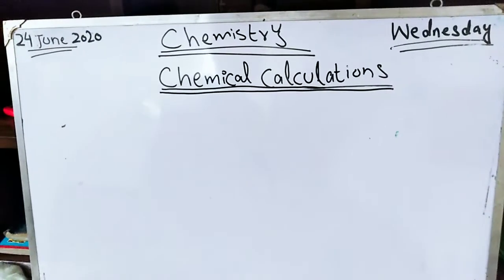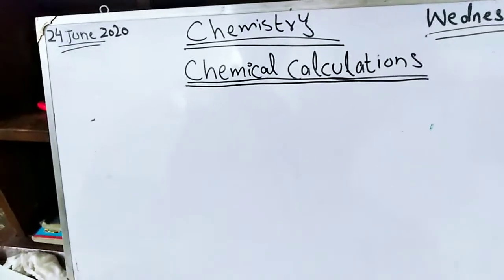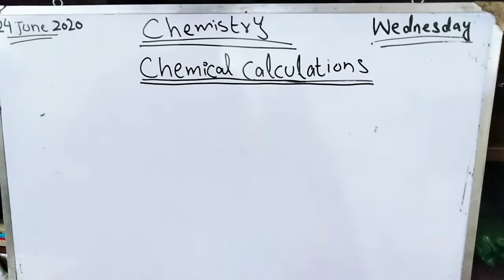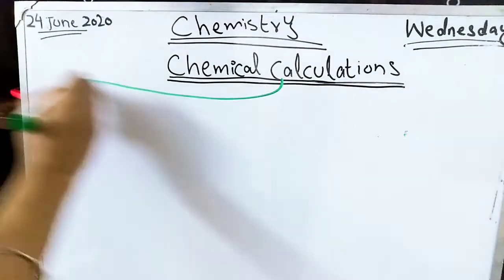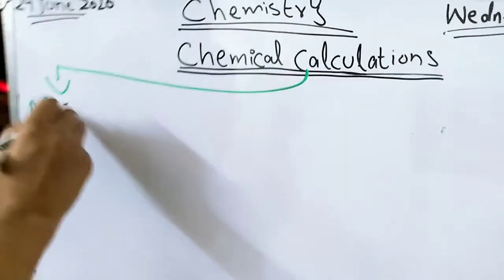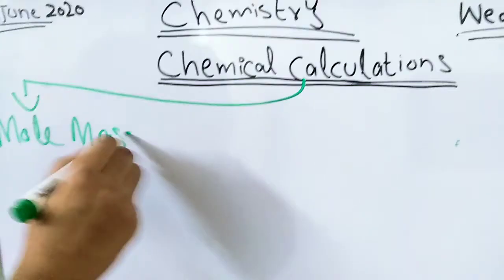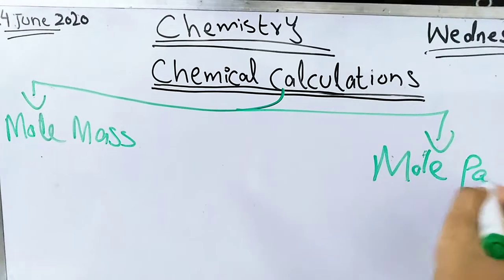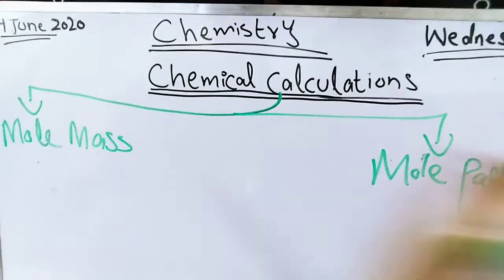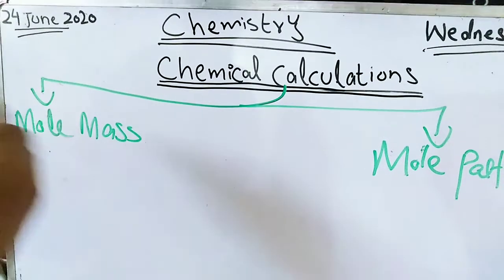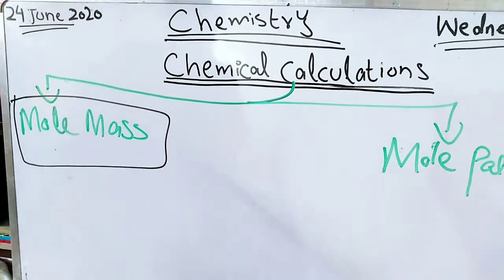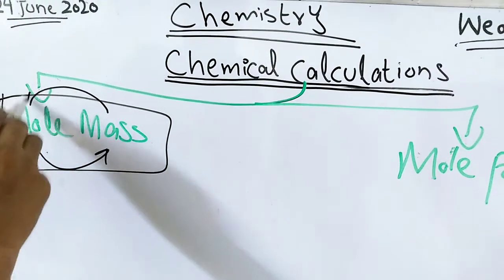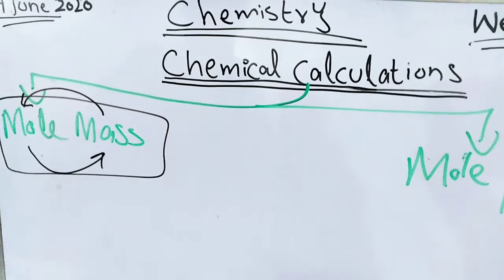Today we are going to discuss chemical calculations. In chemical calculations, we will discuss mole mass calculation, mass mole calculation, and mole particle calculation. Today we are going to focus on mole mass calculation, and we have the formulas to convert mole to mass and mass to mole. Later we will discuss how we convert.